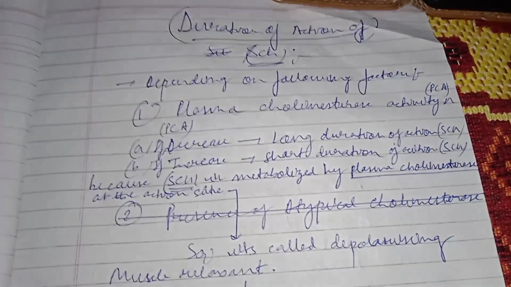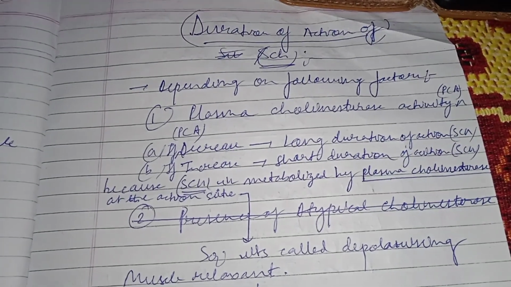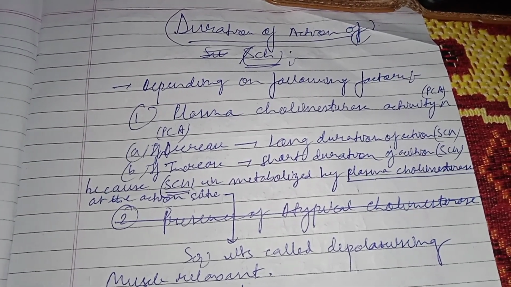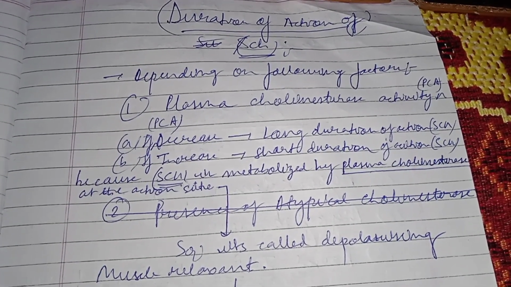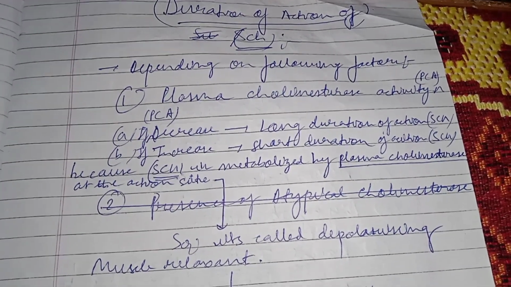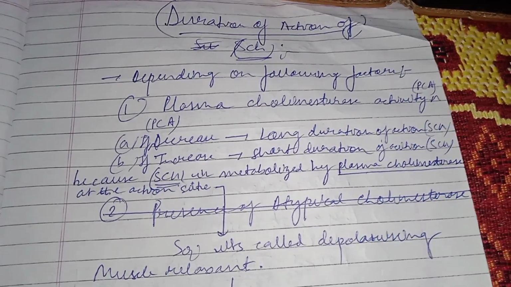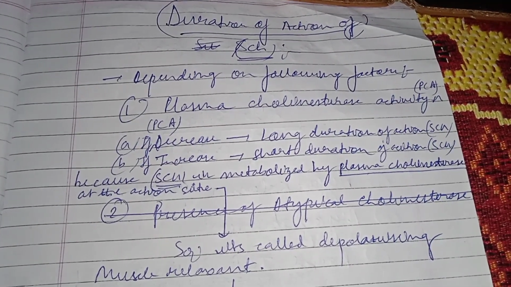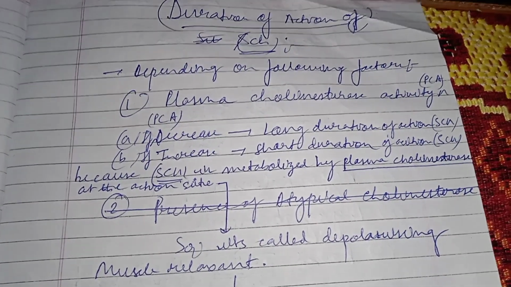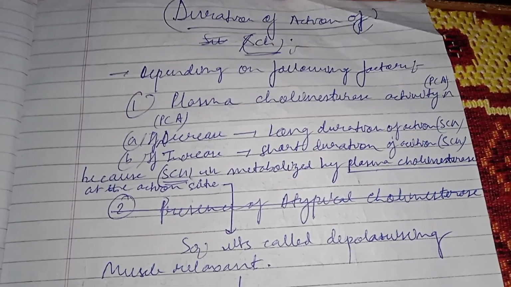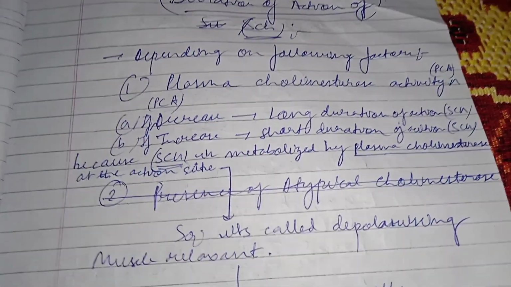So depending on the following factors, the duration of action of scoline varies. So the first point, plasma cholinesterase activity, that is PCA. So if the PCA decreases, that is the plasma cholinesterase activity decreases, then there is long duration of action of succinylcholine. And if there is increase in PCA, then there is short duration of action of scoline.